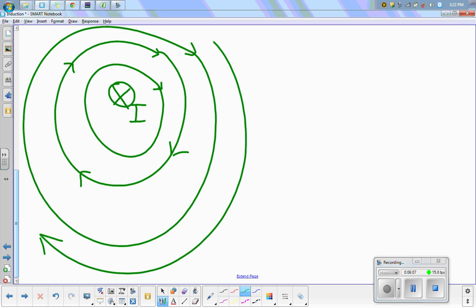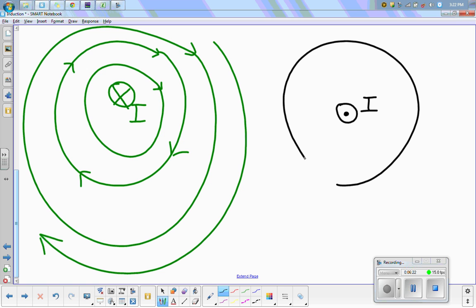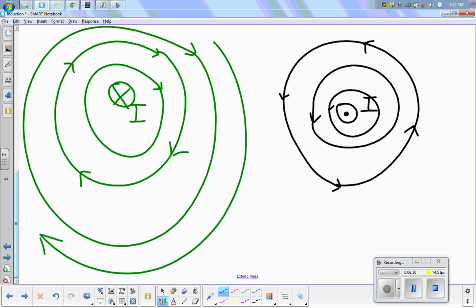Let's say I have a current coming out of the board. Current coming straight out of the board is this symbol, circle with a dot. Take your thumb, point it in the direction of the current that is away from the screen. Your fingers are now curling, or should be curling, in a counterclockwise direction. And again, there's an infinite number of concentric magnetic field lines going around this current I.